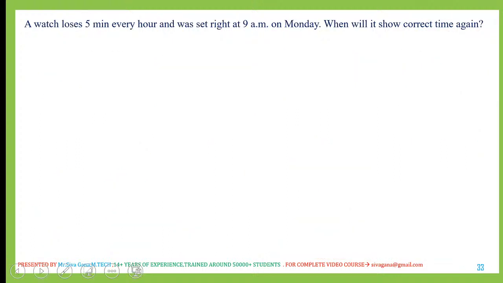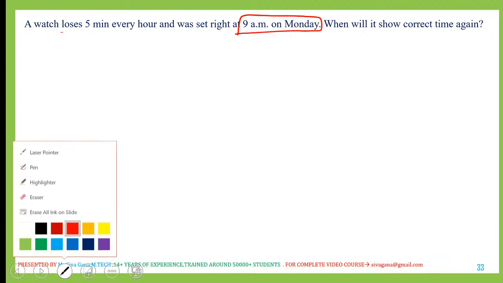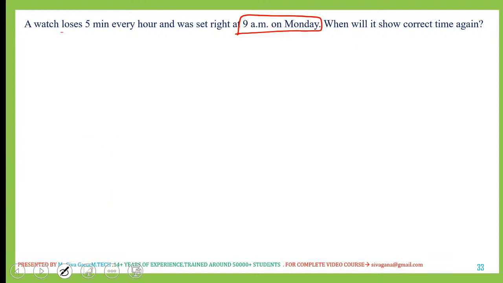One more question. A watch loses 5 minutes in every 1 hour. It was set right at 9 a.m. Monday. When will it show the correct time? I already told you in the starting itself, if a clock loses time, what happens?